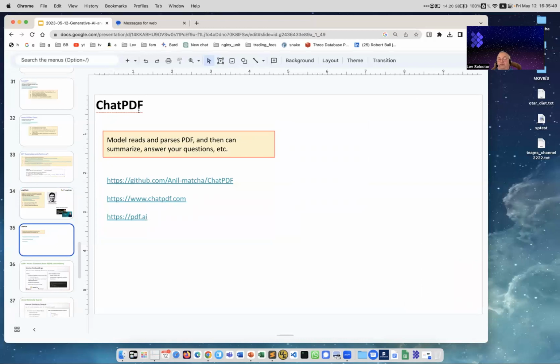Chat PDF, again, very powerful. I have a friend, she's a scientist, and she is using this to read a paper and then summarize it and discuss it with her. So a scientific paper, it's a PDF. She gives it to this ChatGPT thingy.